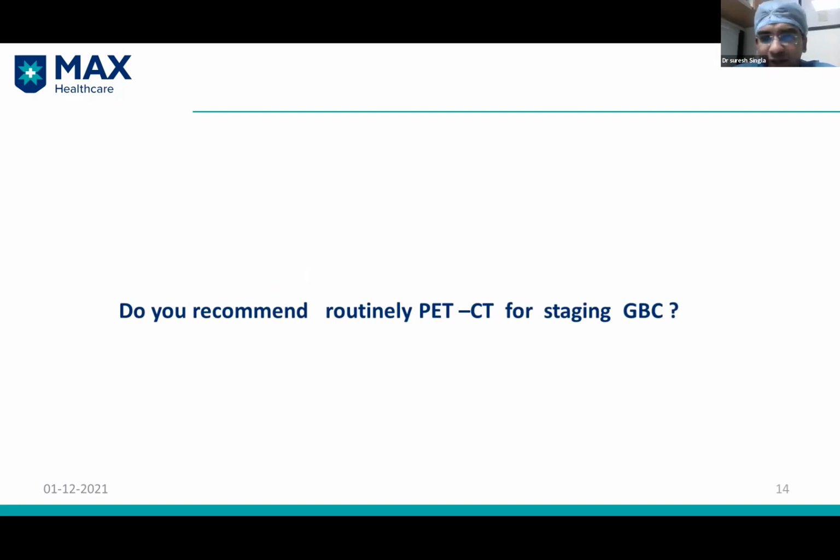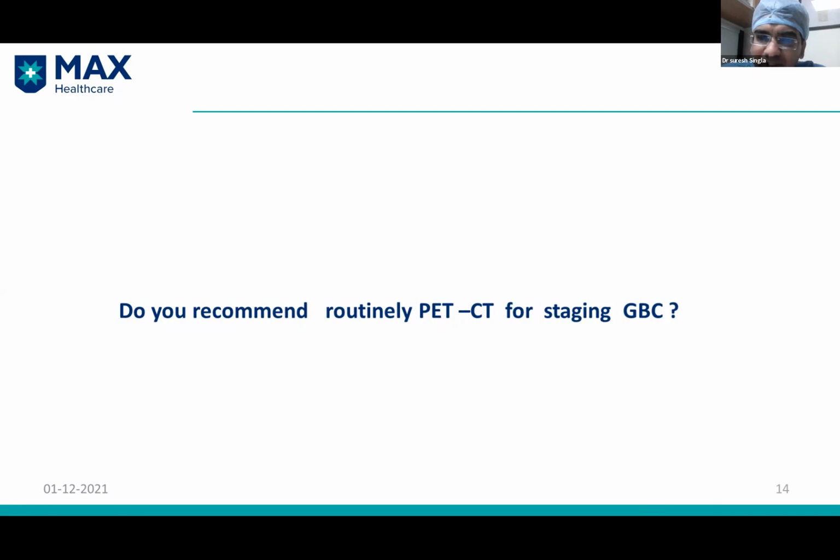My next question to Dr. Pankaj: do you routinely recommend PET CT these days for your patients with gallbladder cancer? Dr. Suresh, I told you we routinely advise a PET CT for staging gallbladder cancer in our patients. The data is emerging. Swapnil himself has published a paper on PET CT in gallbladder cancer. Gallbladder cancer is FDG avid, and it is an aggressive malignancy. We do not want to go into a futile surgery in a patient who has got a metastasis. So in our practice, we routinely recommend PET CT for all our patients.